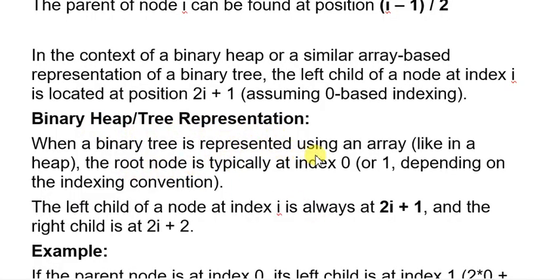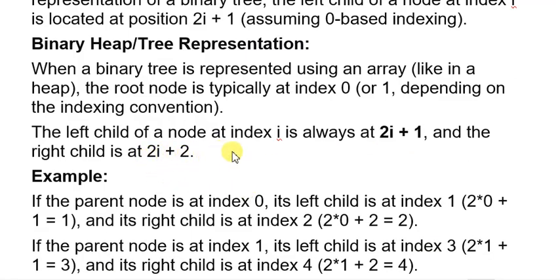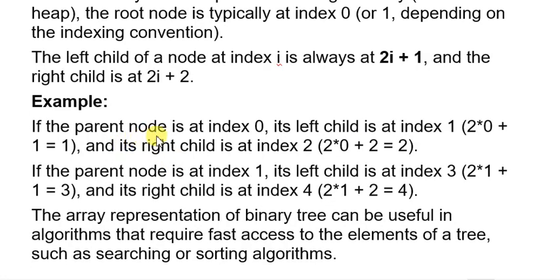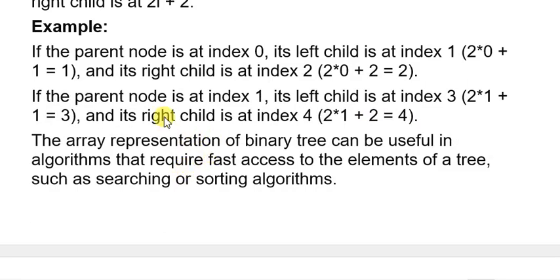Binary heap representation. When a binary tree is represented using an array like a heap, the root node is typically at index 0 or 1, depending on the indexing convention. The left child of the node at index i is at 2i + 1, and the right child is at 2i + 2. If the parent node is at index 0, the left child is at index 2*0 + 1 = 1, and the right child is at index 2*0 + 2 = 2. If the parent node is at index 1, the left child is at index 2*1 + 1 = 3, and its right child is at index 2*1 + 2 = 4.